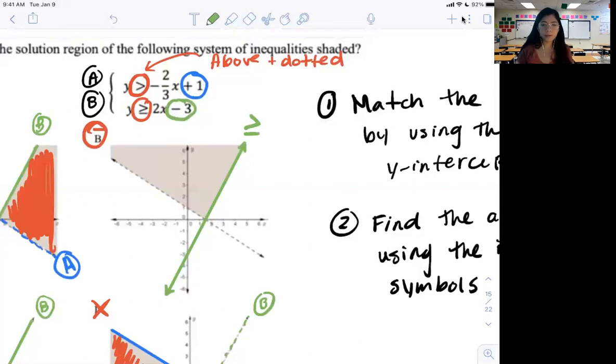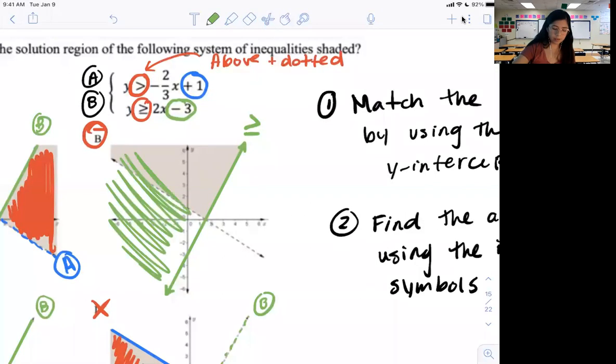So it's above the green line. So notice, I'm going to kind of ignore the other inequality for a moment. But if I'm going to shade above the green line, that is this whole area. All of this is above the green line.